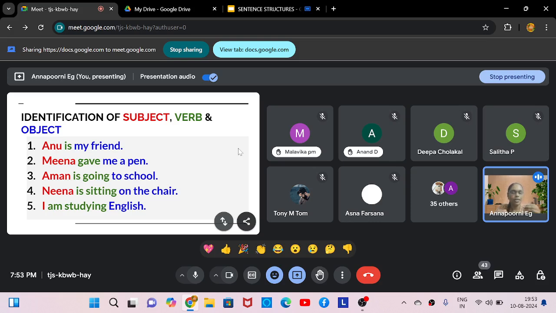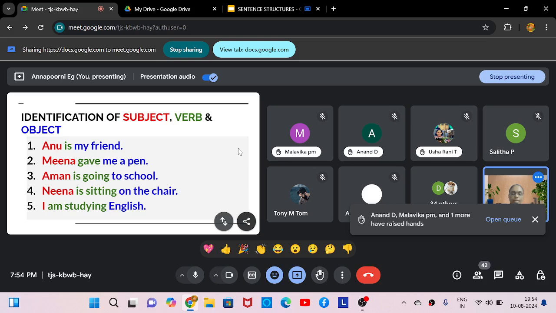Both the helping verb and the main verb are considered as the verbs, and to school is the object. Similarly, the fourth one is also like that. Nina is sitting on the chair. So Nina is the subject, is sitting is the verb, and on the chair is the object. And in the fifth one, I am studying English. I is the subject, am is the helping verb. Okay, so am studying is the verb and English is the object.